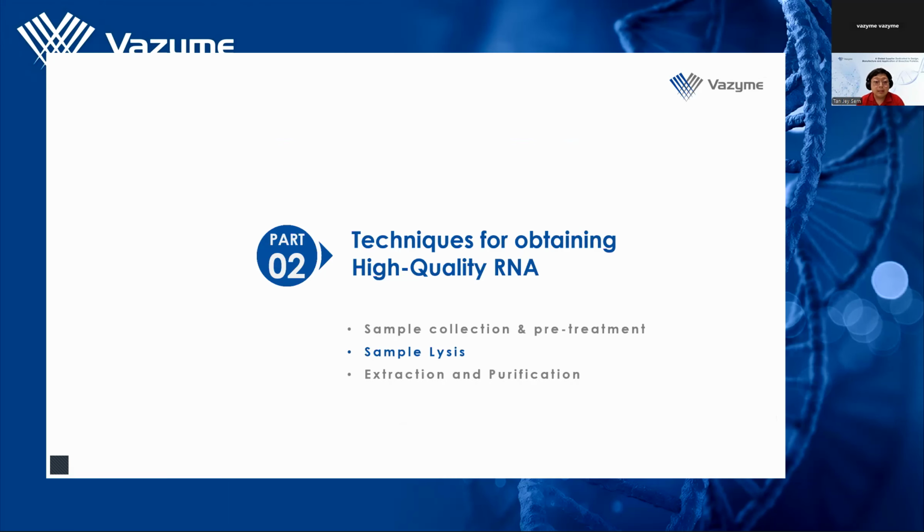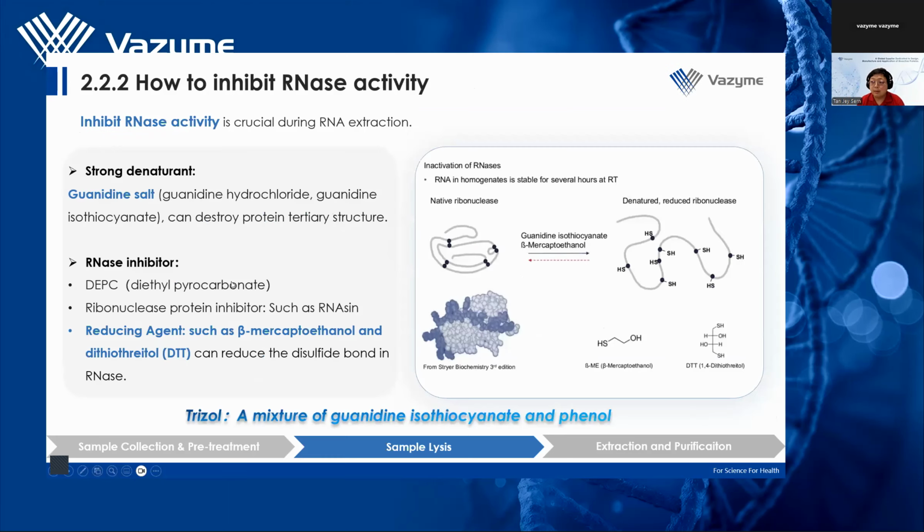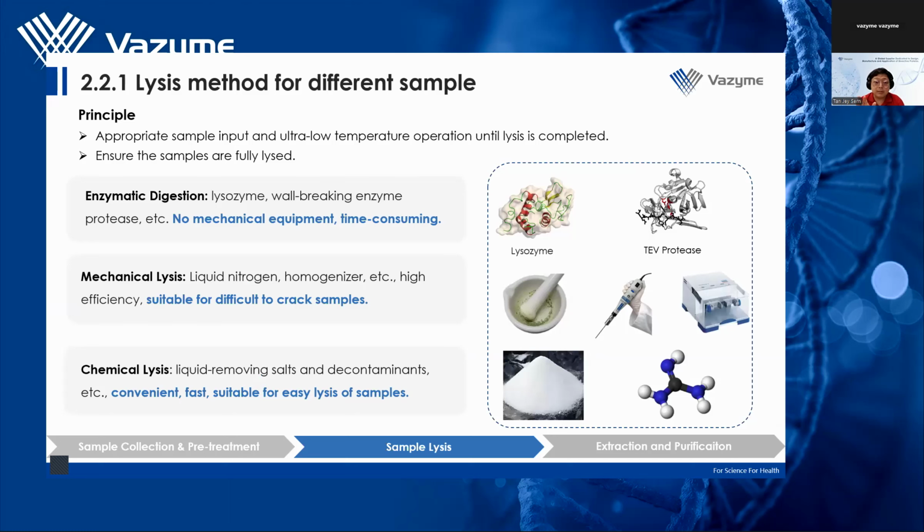Now, moving on, the second step is to perform sample lysis to release the genomic material from the sample. This step requires determining the appropriate sample volume, operating at low temperatures throughout, and ensuring complete lysis of your sample.